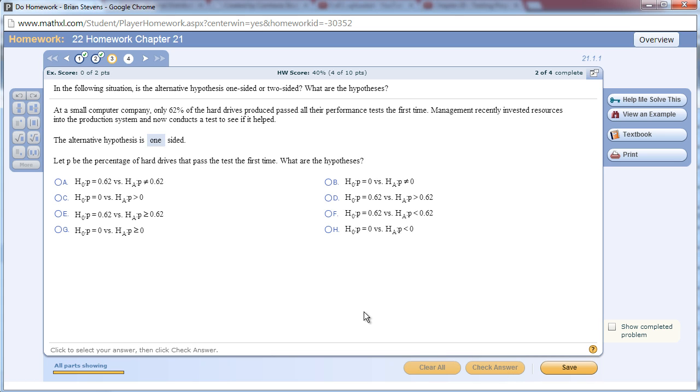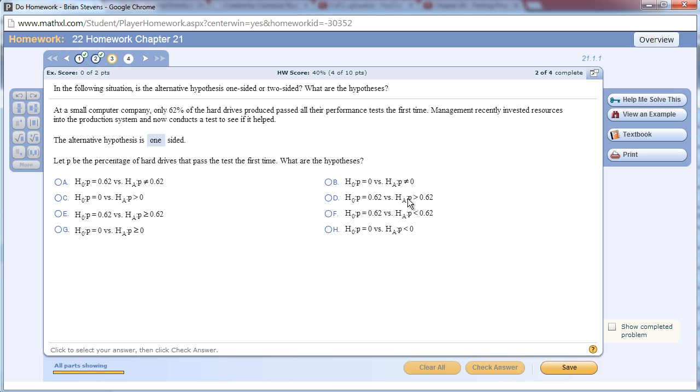And we want to see that the true proportion of hard drives that pass is actually greater now. So the true proportion of hard drives that pass, with the null, if nothing has changed, will be equal to 0.62. So there's a lot of right ones. A and E are right, D and F are correct. But we're doing a one-sided alternative, so we never have an equal sign in the alternative, so that's just nonsense right there.